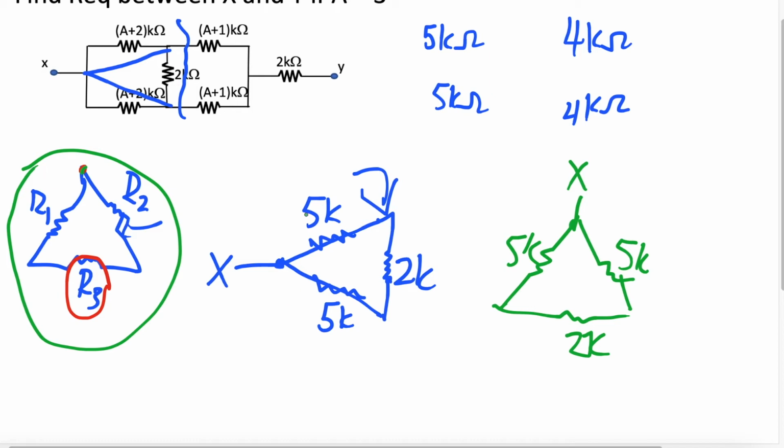So let's go ahead and do that and simplify it, right? So that's what we're going to do. We kind of split up this circuit in two, right? So we have a Y delta transformation over here. So we have 5K, 5K, 2K, and you can see how we got that.